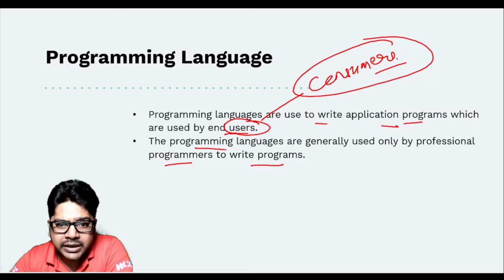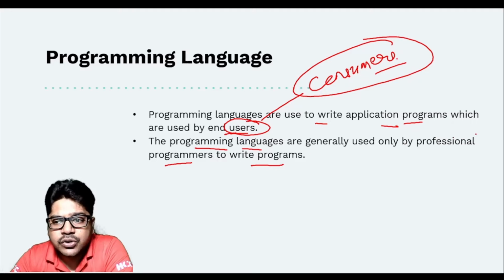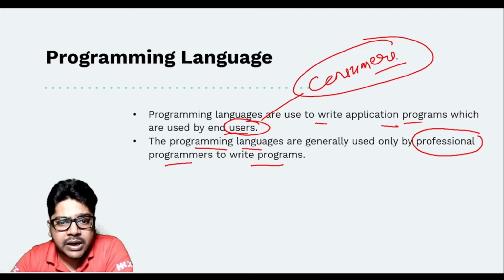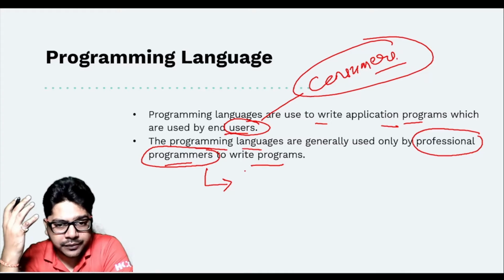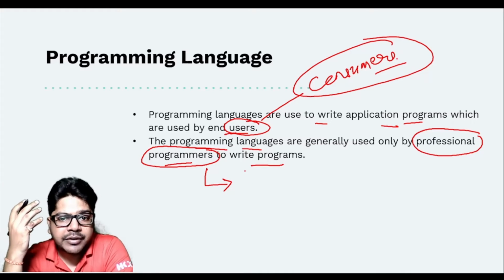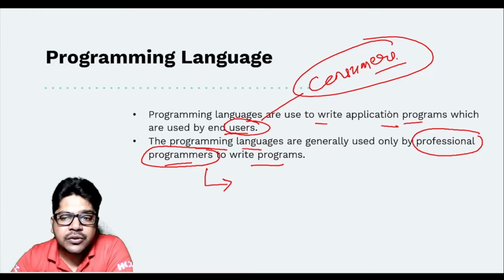So who uses programming languages? They are used by professionals, and sooner you people are going to be those professional programmers, because you are the ones who are going to use your creativity along with coding to make a difference to this society, to this world. So programming languages are generally used by professional programmers to write programs.